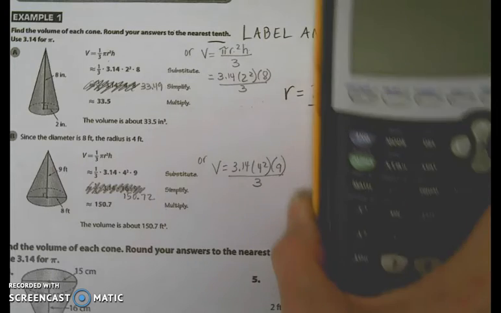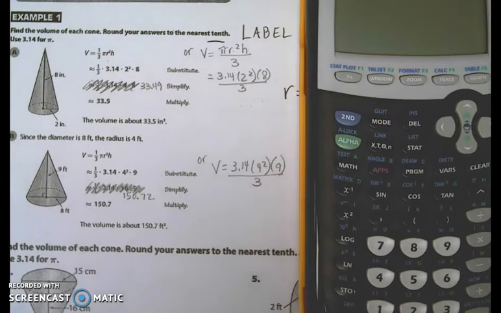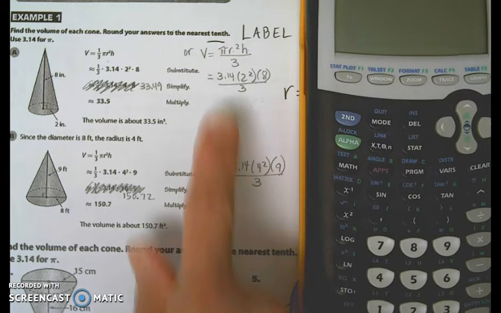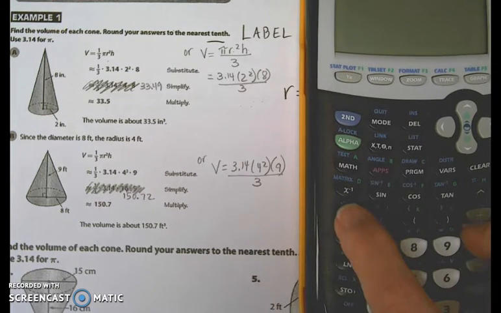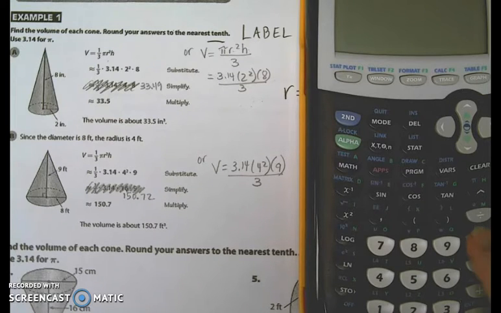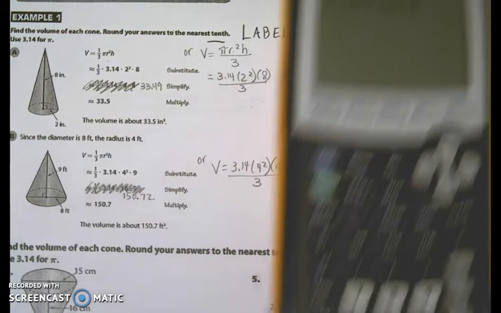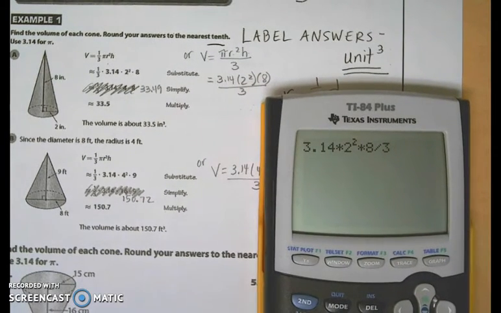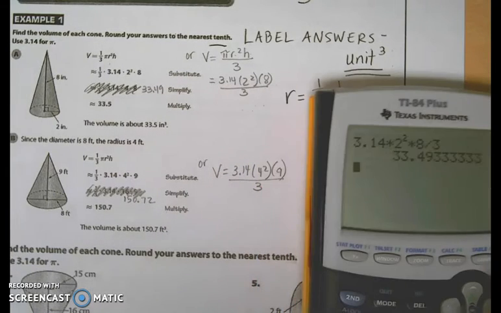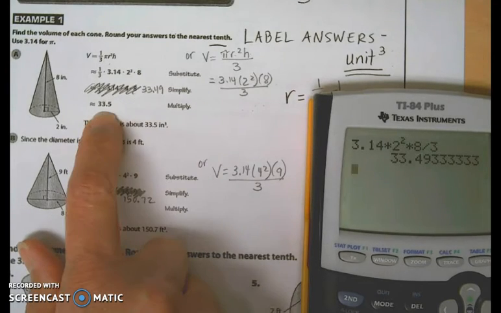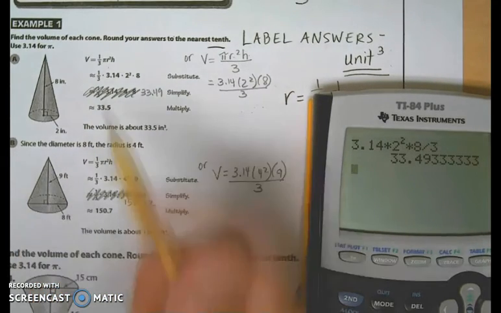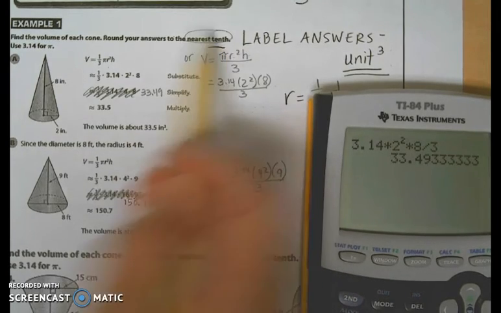Regardless of the method that you choose to use, you can put the entire problem into the calculator. I'm going to do this first example just so you can see. So I'm going to do 3.14 times 2 squared times 8 divided by 3. Press enter. So we get 33.4933. So we're going to round 33.49 to 33.5 because again, it asks us to round to the nearest tenth.